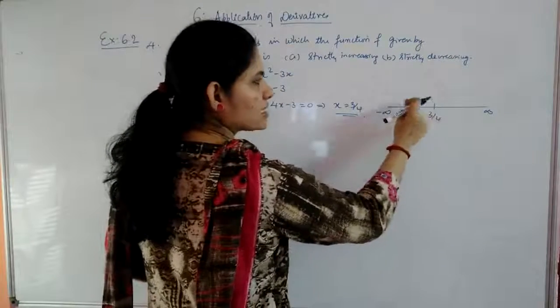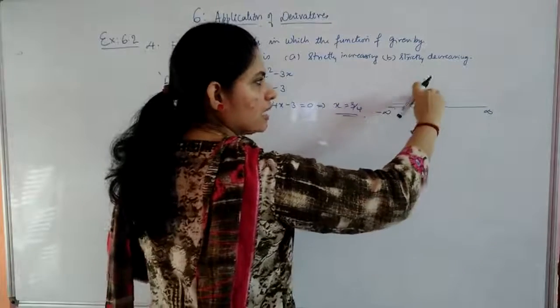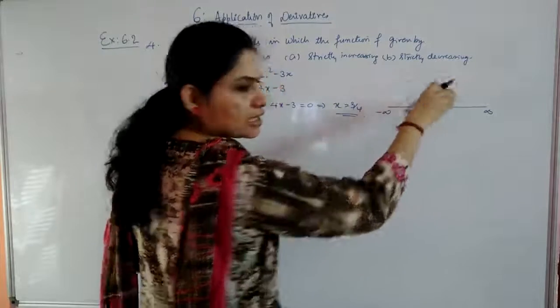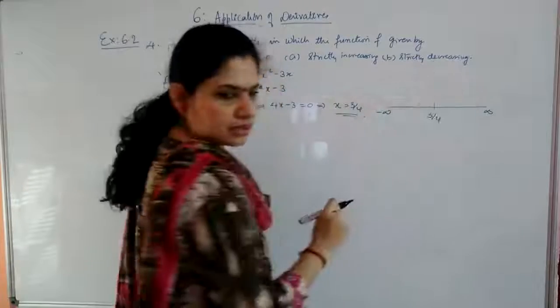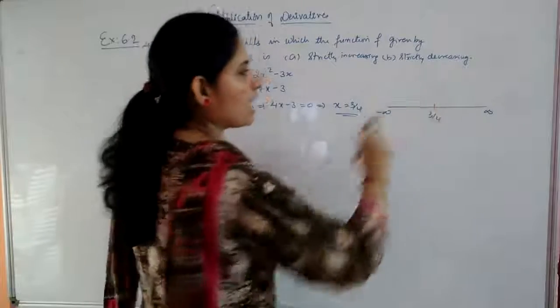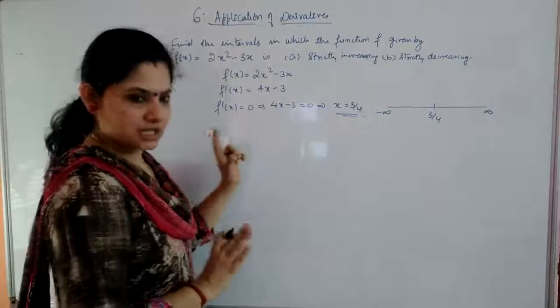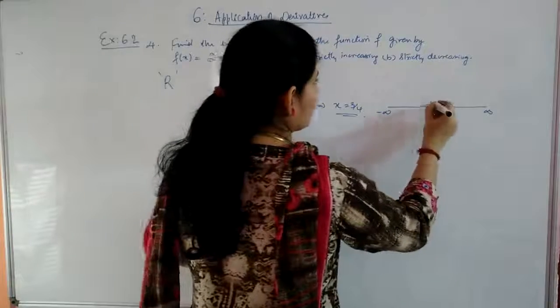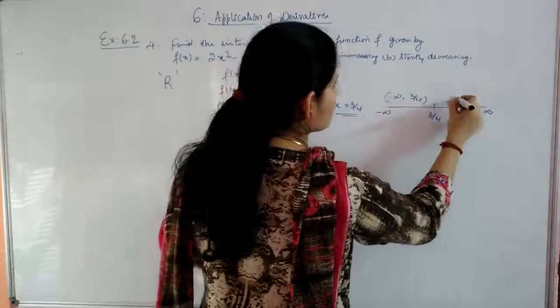This 3 by 4 means at this point there will be a change. If it is increasing on the left side, it will be decreasing on the other side. If it is decreasing here, it will be increasing on the other side. That is the meaning of critical point. At this point, the derivative will have a change in its sign. So the intervals are minus infinity to 3 by 4 and 3 by 4 to infinity.